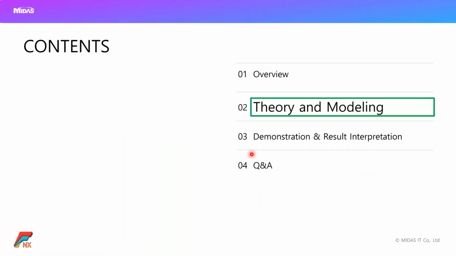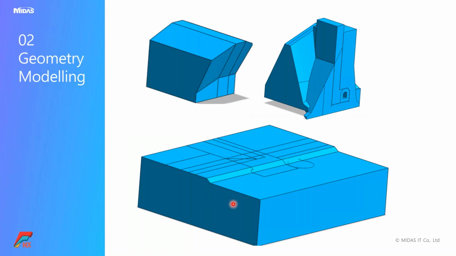So let's jump into theory and modeling. The first thing is geometry modeling. I won't be modeling this entire model in front of you, but I will show you what it is there. The first thing is we have a very solid rock. The rock is of a very good quality.